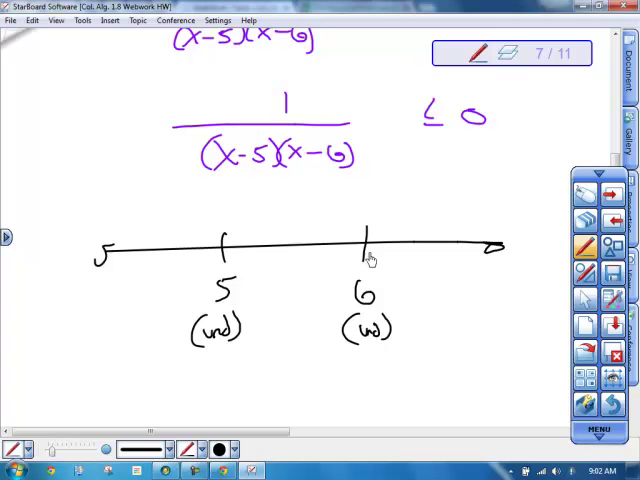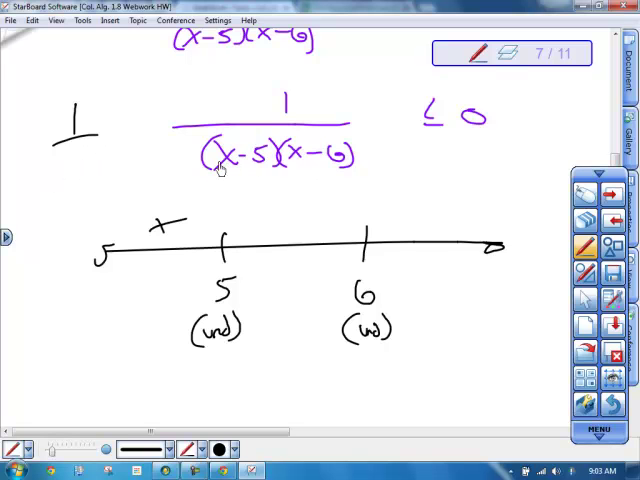So let's pick a point underneath 5, which is like 0. If you pick 0, you get 1 over 0 will give you a negative there, and will give you a negative there. Double negatives would cancel and give you a positive. Now I'll pick a number between 5 and 6, like 5.5.